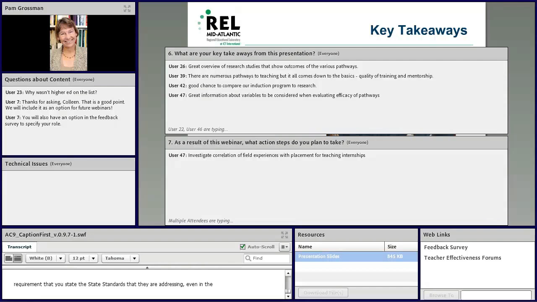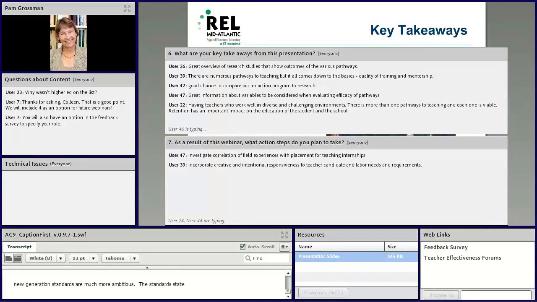What will be different, of course, is the nature of the standards. The standards in the Common Core and New Generation standards are much more ambitious. The standards state what students should be able to achieve. They don't actually say what teachers need to do in order to help students achieve that. So part of the work that needs to be done is to really think hard about what are the core practices for teaching to those standards that new teachers will need to master.